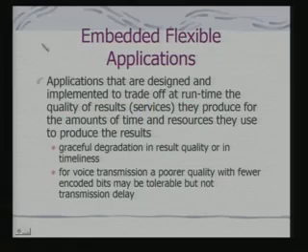So, what do we say? Applications are designed and implemented to trade off at runtime the quality of results or services they produce for the amounts of time and resources they use to produce the results. So, if it becomes a kind of a parametric trade-off, the scheduler can look at this trade-off and accordingly schedule the time, that is processor time, as well as other resources.